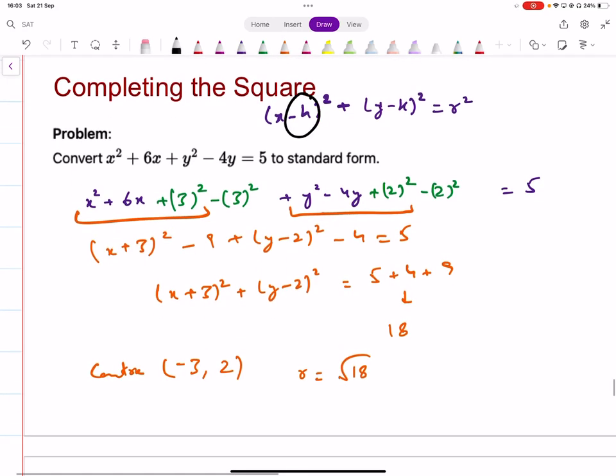Compare it with this form. Minus h is equal to plus 3, so h equals minus 3. Similarly, minus k is equal to minus 2, so k is equal to plus 2. You will always flip these signs for finding the center's coordinates, because when you compare with that form, there it is minus h or minus k, so you flip the signs. Is that okay?